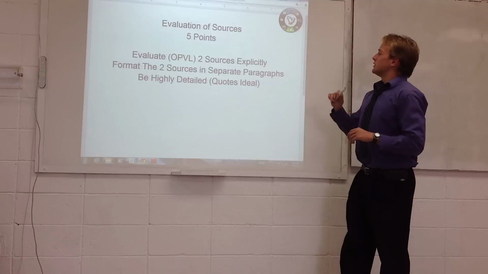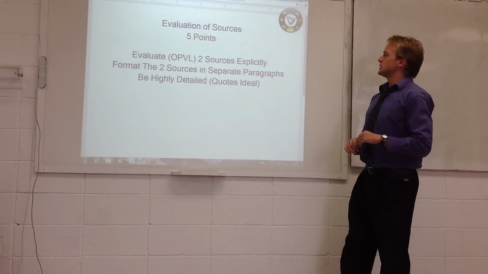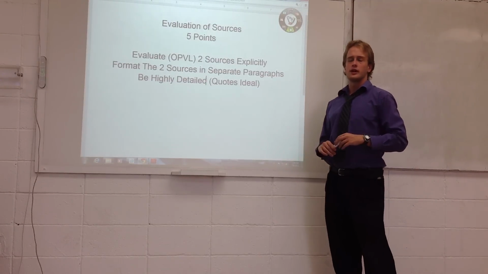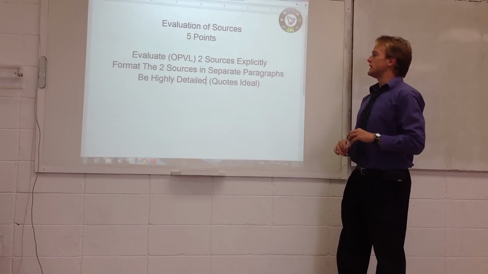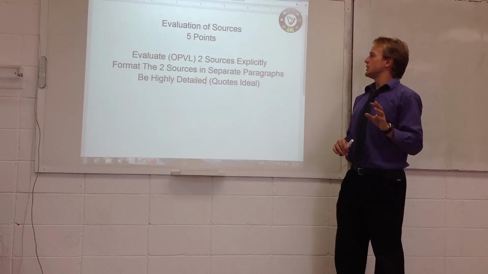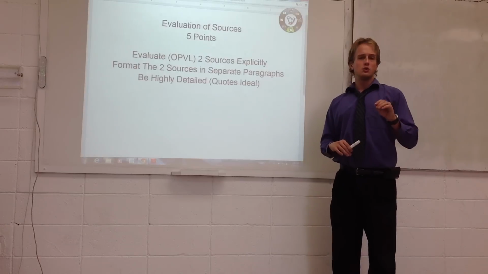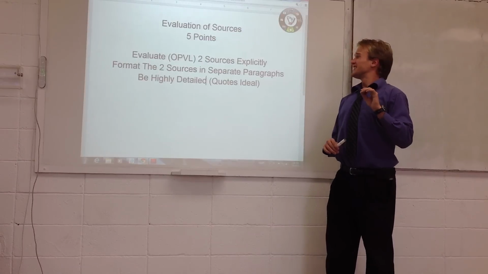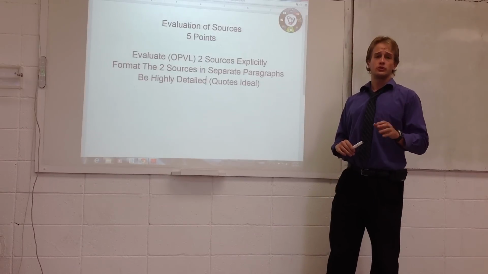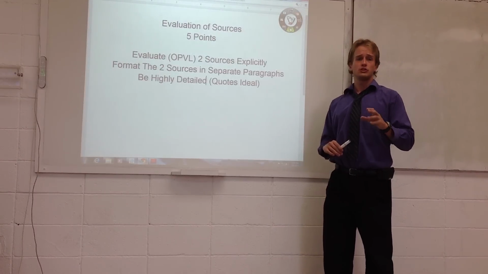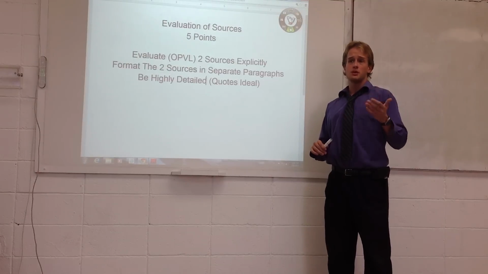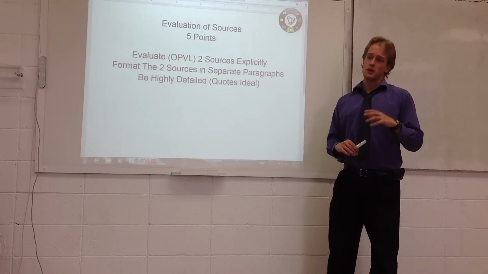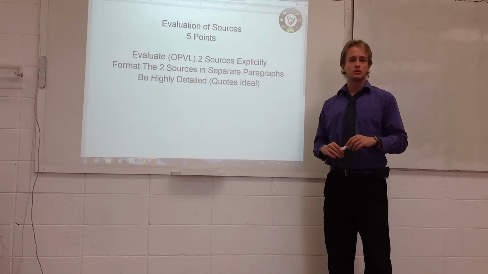So, here we go. What you were asked to do in this section is evaluate. The acronym for that you might have heard or that examiners use is OPVL. You need to evaluate two sources explicitly. You need to evaluate their OPVL. What that acronym stands for is different components of the source, okay? So these are two sources that you used in your investigation, maybe the most important ones, the ones that you feel have the most relevance, maybe the ones that comprise the majority of your summary of evidence.